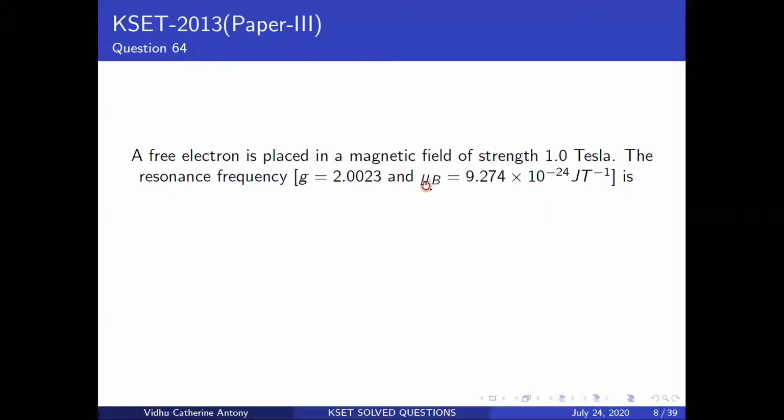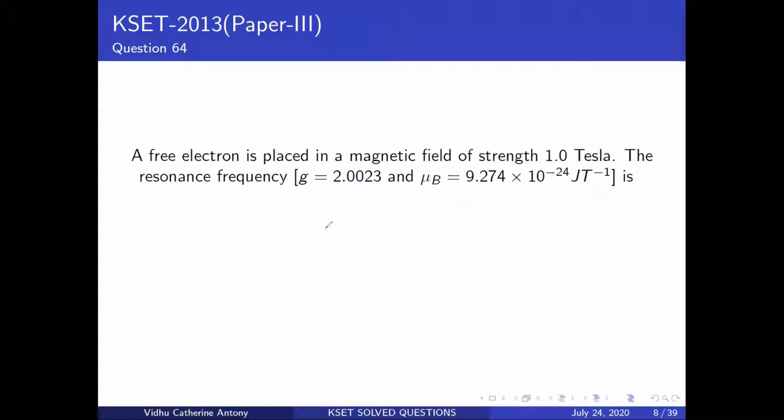Sometimes you end up taking one kind of frequency and sometimes you end up taking another kind of frequency. So there are 2 frequencies which are kind of similar to each other. One is your cyclotron frequency, and how do you get that? I'll just show you how you get your cyclotron frequency.